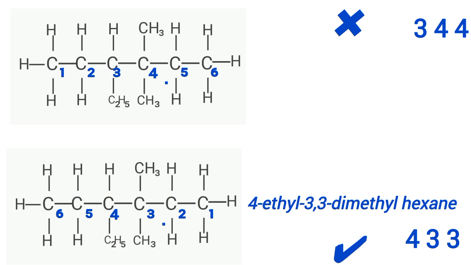When writing the name of any organic compound, always use a dash to separate a number from a letter and a comma to separate a number from another number.